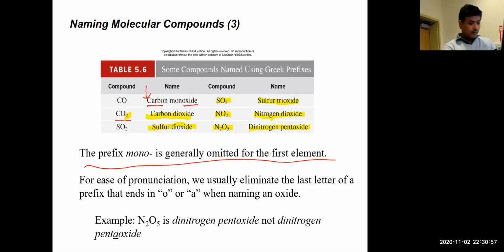Now, sometimes you may notice that we're not exactly using the Greek prefixes. The only exception is that, to make the name easy to pronounce, whenever the Greek prefix name ends with O or A, we just omit them. We don't include them, especially if you have to name them in front of oxide.